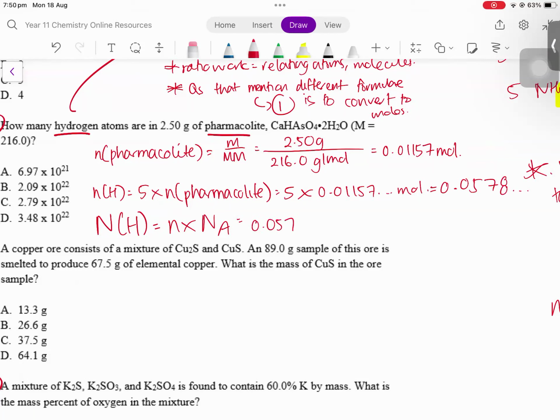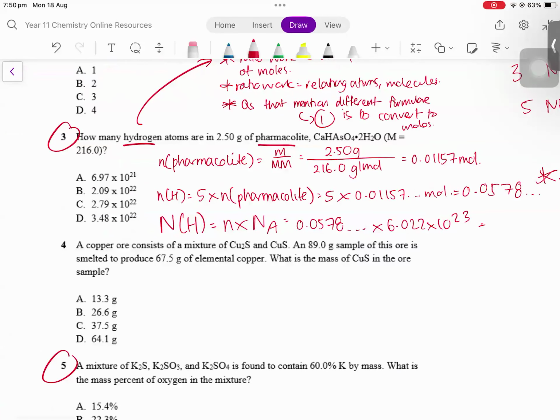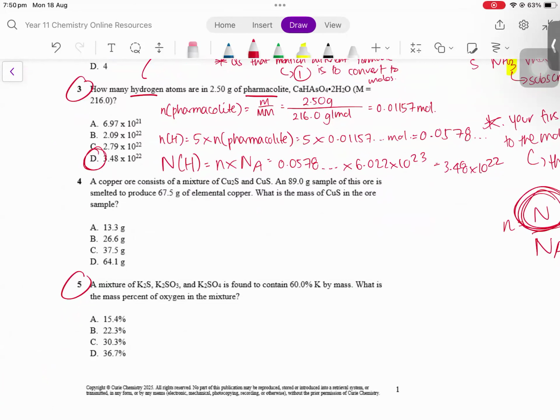So 0.0578 times what you guys told me, 6.022 by 10 to the 23. And then what do you get for your final answer, which is going to be where we pick our option? So 3.48 by 10 to the 22, which gives you D. Good. Well done. Any questions as we're going, let me know. Okay.